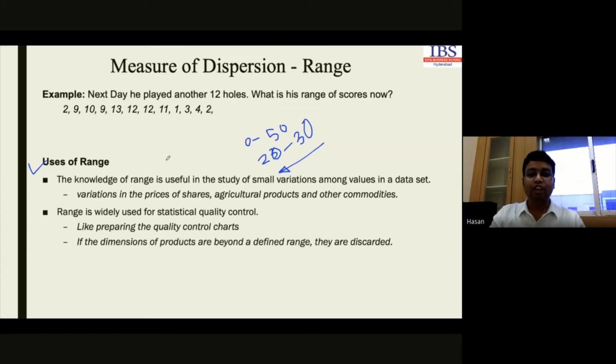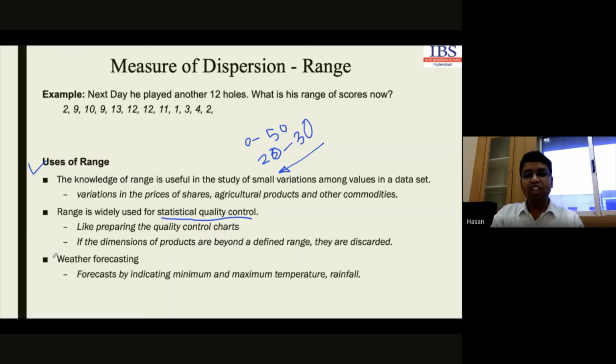Another one is that range is widely used for statistical quality control. This is basically a quality control tool where we decide a range in between. If our product quality falls within it, then it is okay, otherwise we will reject the product, okay? So just remember the term that it will be used for statistical quality control also.